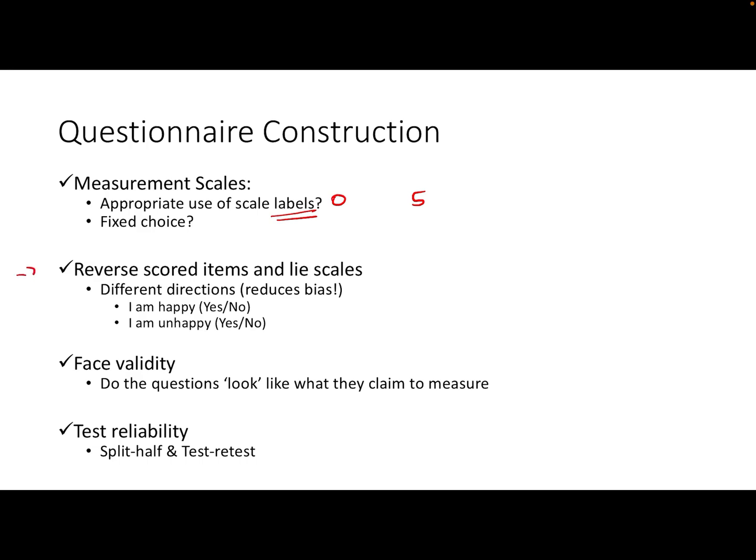Now, this is a really interesting point here, and this is one that we're going to look at when we look at questionnaires in the future, this idea of reverse scored items and lie scales. So reversed score items are items that are scored in opposite directions, or in reverse directions. So you can see some examples here. I am unhappy, yes or no.